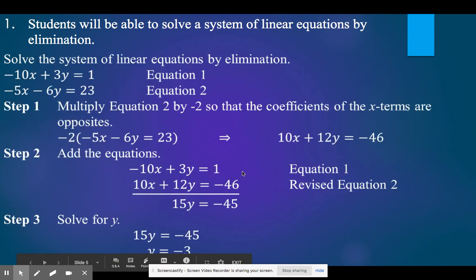All right, let's go ahead and show you one more example. If I run out of time, just go ahead and start the activity. So solve the system of linear equations by elimination. We have negative 10x plus 3y equals 1 for our first equation and negative 5x minus 6y equals 23 for our second equation.